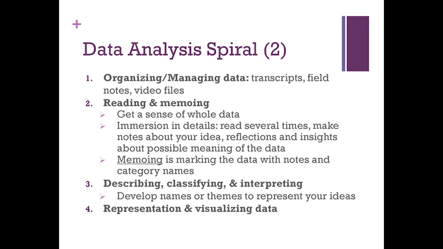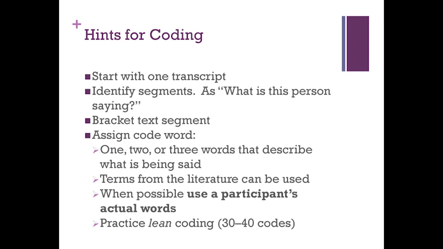So you start out with the transcript, and you're going to get a chance to do this in a few minutes, where you bracket information that's important, and then you might start to write 1 or 2 code words that tell you what it is. Whenever possible, you're going to use a participant's own words. You're going to come up with a lot of words, but then you have to look for the ones that are synonyms or the ones that best describe what you're doing. So you want to practice what's called lean coding.